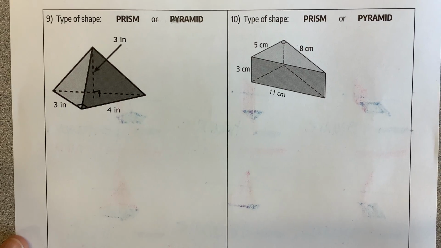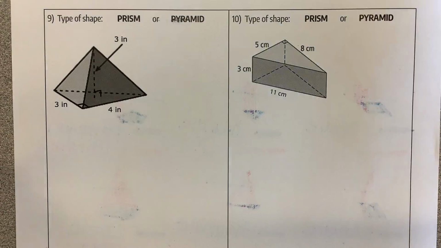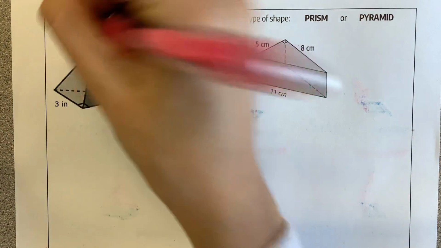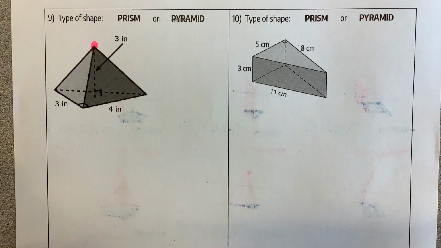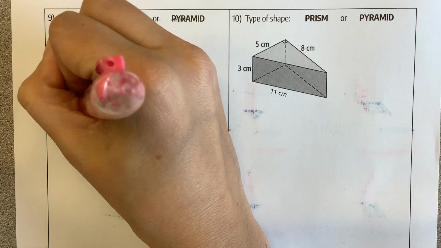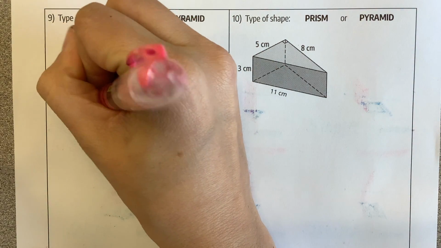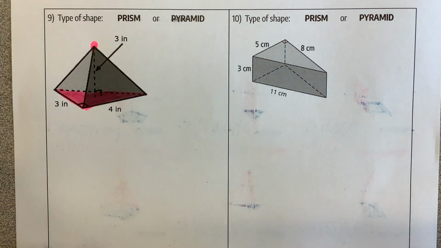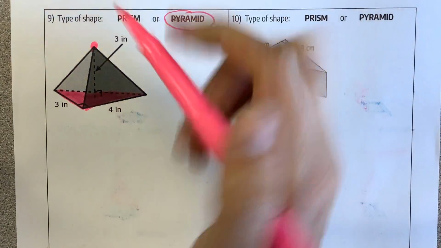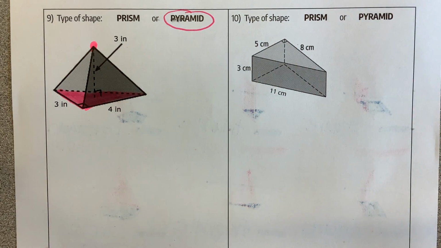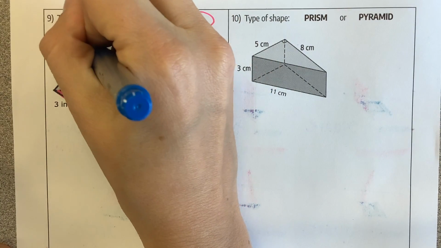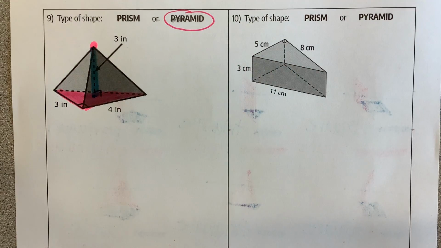All right, number 9. Right away, I see this point, which is cluing me to a pyramid, but I'm gonna double check. Opposite that point I see a base shape right here. So that's telling me that this is a pyramid. There's one base and there's a point opposite the base. For our height of the prism, it's that perpendicular height connecting the base to the point. So let's go ahead and plug this in.